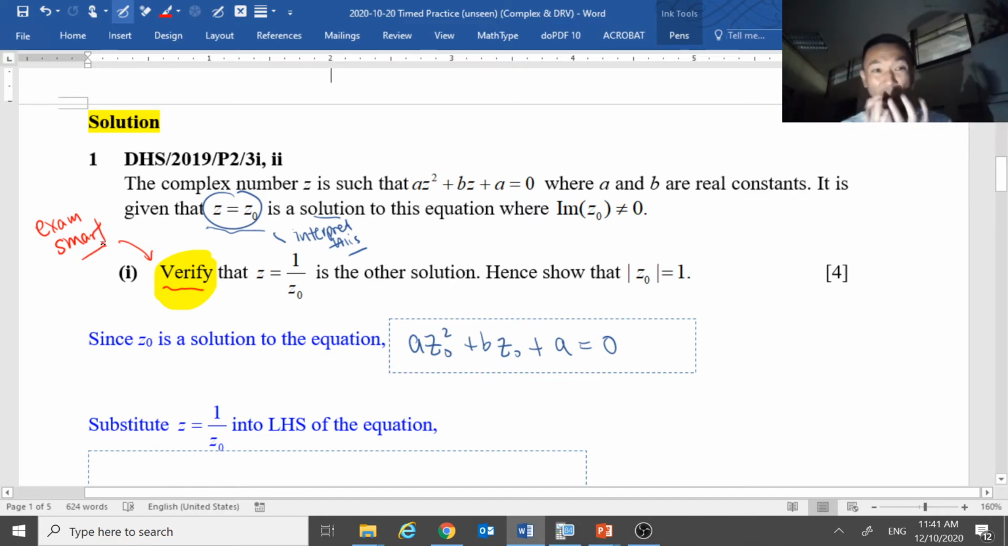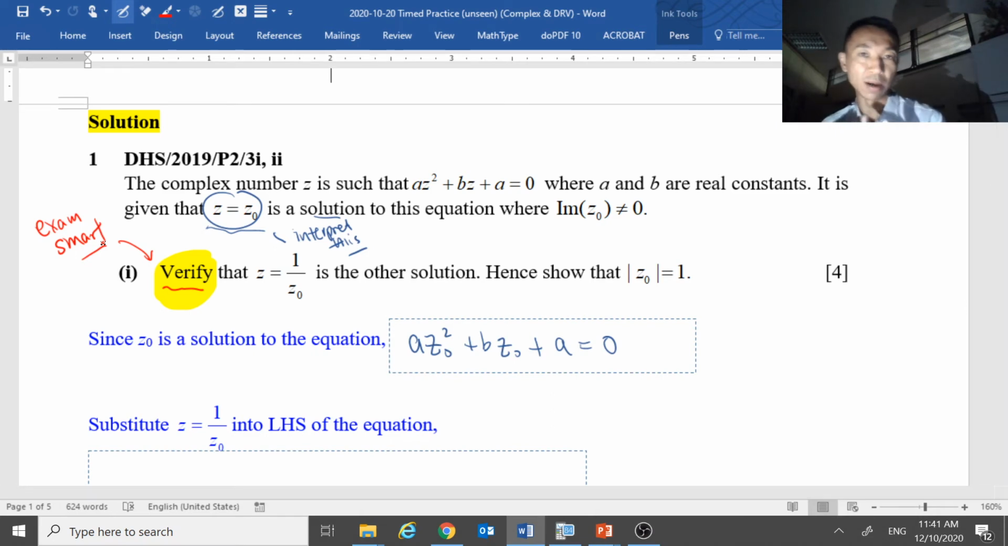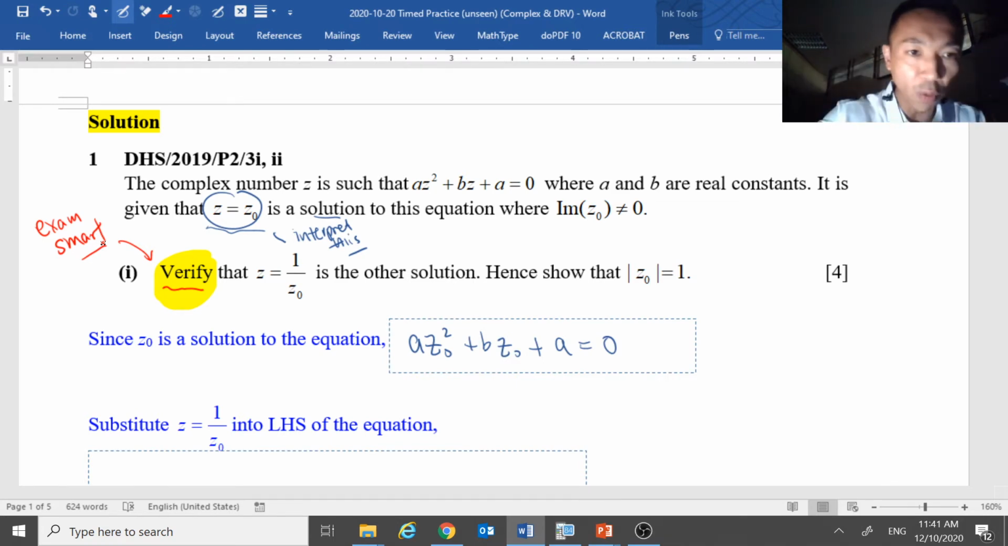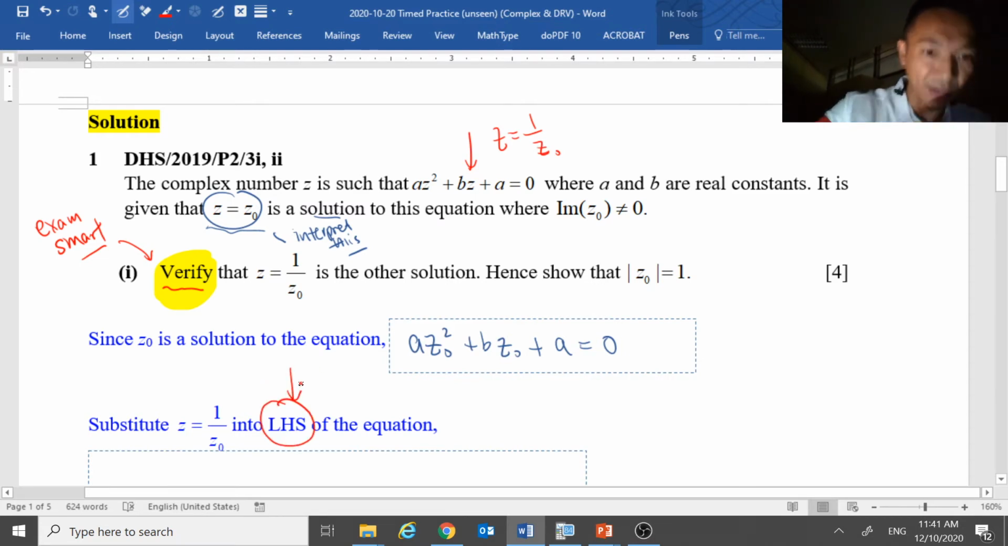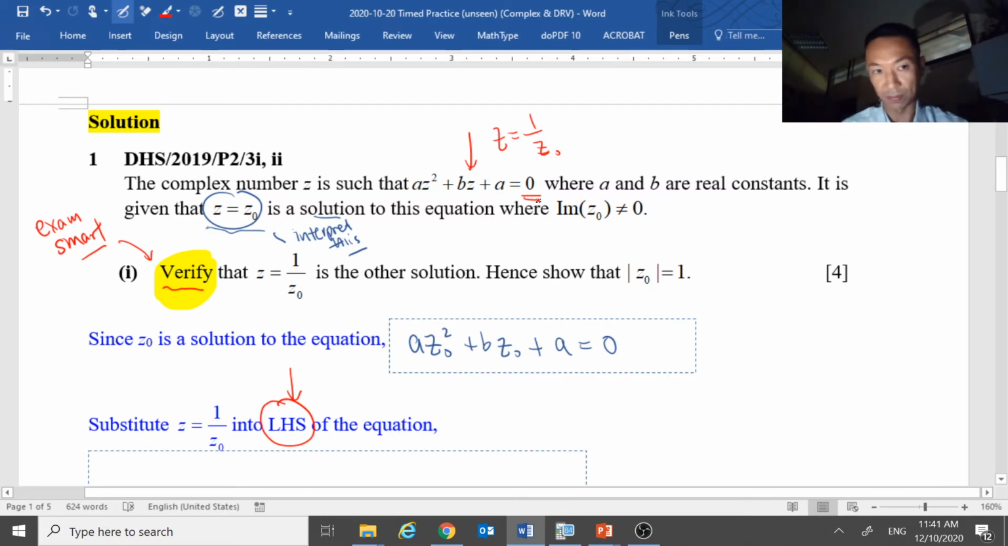Verify is not quite the same as prove. It is a simpler process where all you need to do is to check that it is correct. So we just need to verify the other solution. How do you verify? All we need to do is to substitute z equals 1 over z naught and check. So what I will do is substitute into the left hand side of the equation. That means I substitute in, and eventually if I get 0, then I'm good. Alright? So this is what I will do.